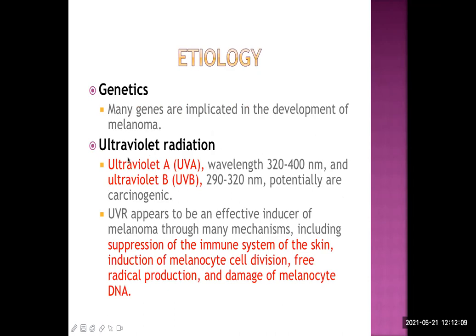And just like squamous cell carcinoma and basal cell carcinoma, ultraviolet radiation plays a very, very important role here. So let's talk a little bit about that. Ultraviolet A and ultraviolet B, both are potentially carcinogenic. Ultraviolet A radiation has a longer wavelength than ultraviolet B radiation. Just compare the wavelength here, 320 to 400 nanometers to 290 to 320. This is ultraviolet B, and UVA is the longer one.